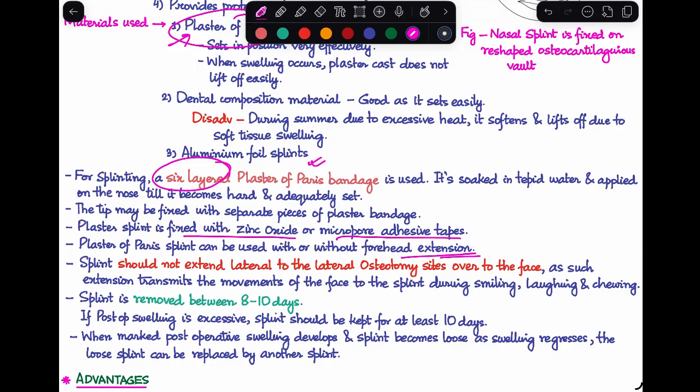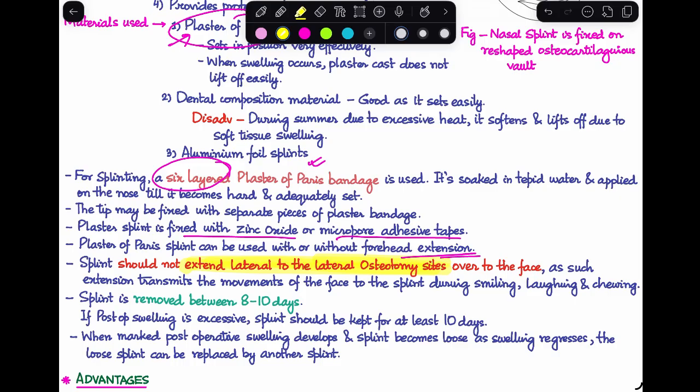Some things to keep in mind while you are putting the splint on the patient is that it should not extend lateral to the site of the lateral osteotomy. Why so? Because if that happens, the extension will end up transmitting all the movements of the face to the splint. That is, when you're smiling or laughing or chewing or any movement of the face, all of those movements will get transmitted via the splint over to the operated area. So that's why you should avoid splinting extending lateral to the lateral osteotomy site. So you have to be very careful about that.